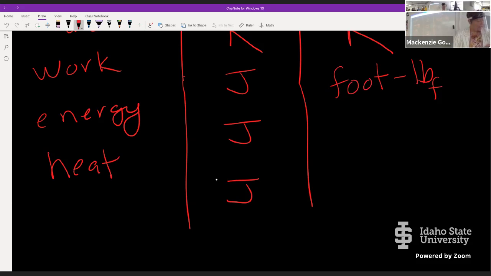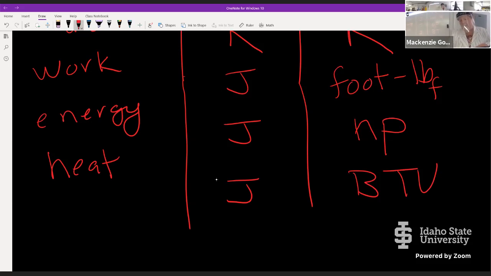Okay. Energy. Then we've got our energy here. If we're talking about energy to do work, we'll keep the same unit. But if we're talking about energy as in power, we're going to switch over to horsepower, right? And then heat, we have the British thermal unit.